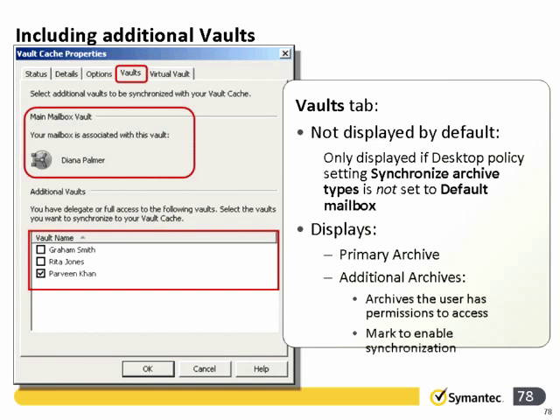It will show you who your current mailbox is, which in this example is Diana Palmer's, and it will give you a list of the additional vaults that you can synchronize and use the Vault Cache with. So for Diana Palmer here, you can have access to Parveen Khan, Rita Jones, and Graham Smith, but for whatever reason, Diana Palmer has decided that they only want to synchronize Parveen Khan's archive.